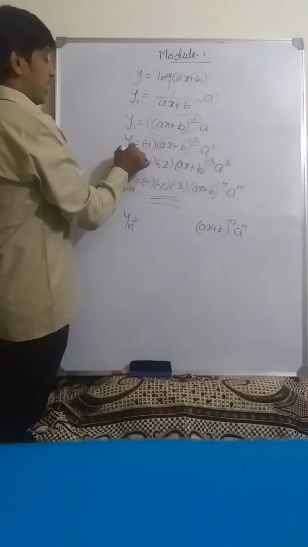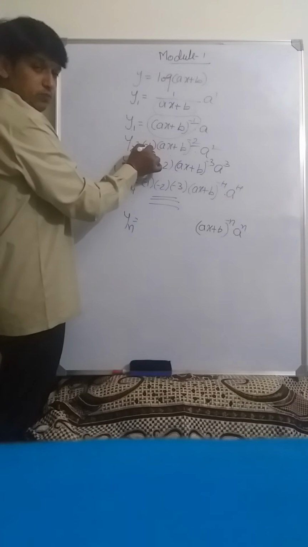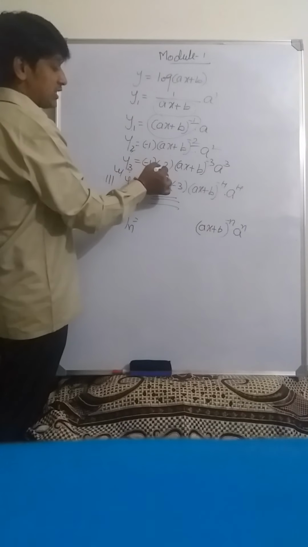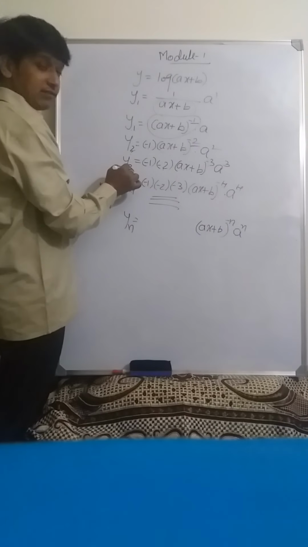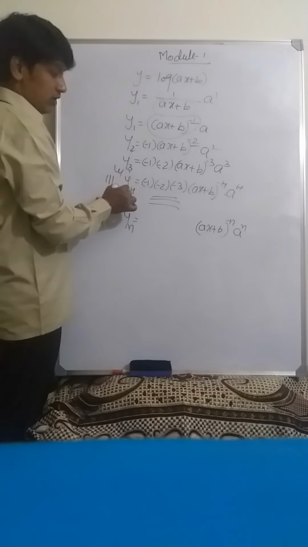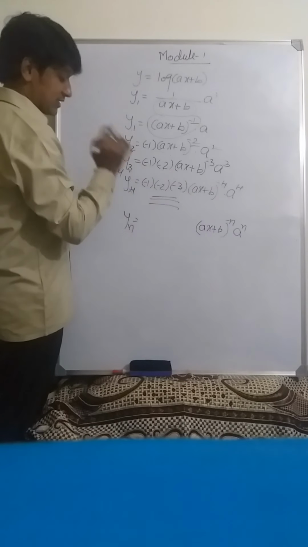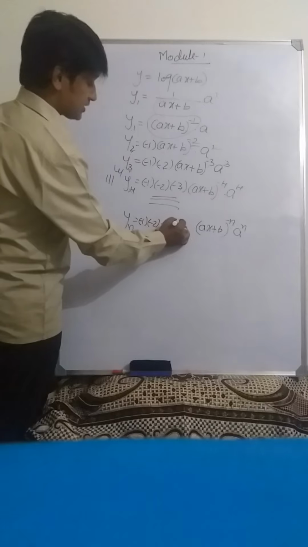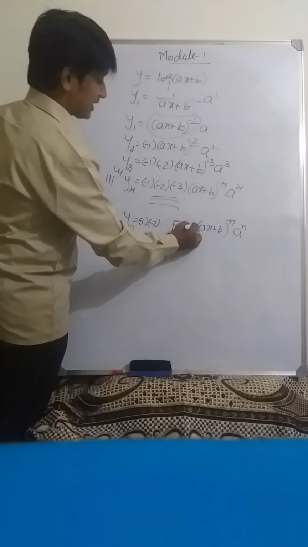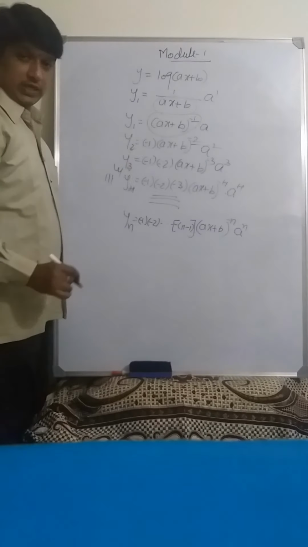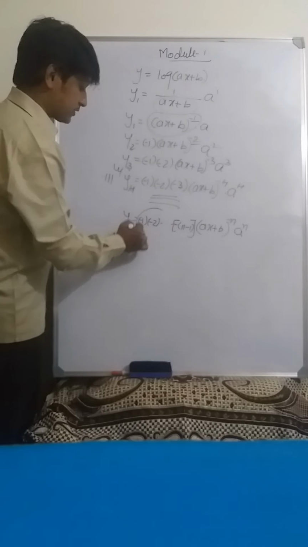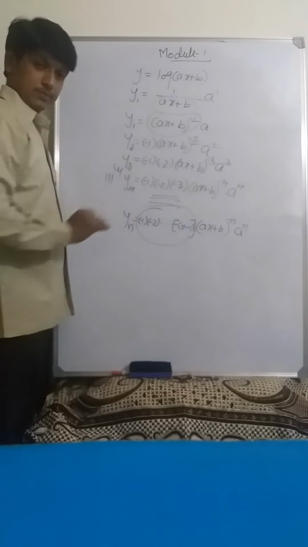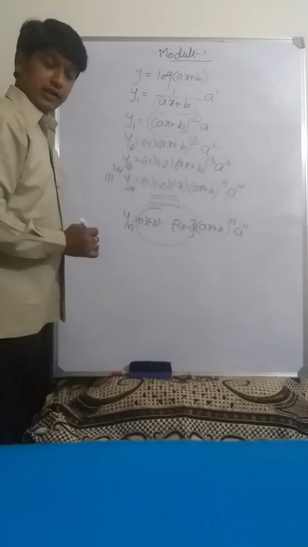Correct? Now y2 has 1 with negative sign. So 1 is 1 less than this. y3 ends with 2, 2 is 1 less than 3. y4 ends with 3, 3 is 1 less than this. So for yn, it starts with 1, 2, etc. and ends with 1 less than n, that is n minus 1. Correct? Now carefully observe these terms. How many terms are there here? n minus 1 terms. So all the terms have a negative sign.